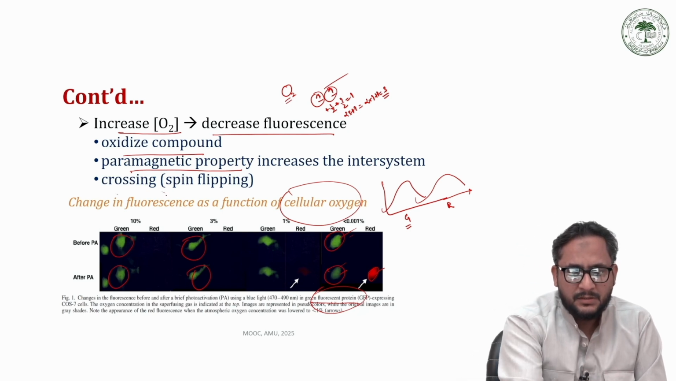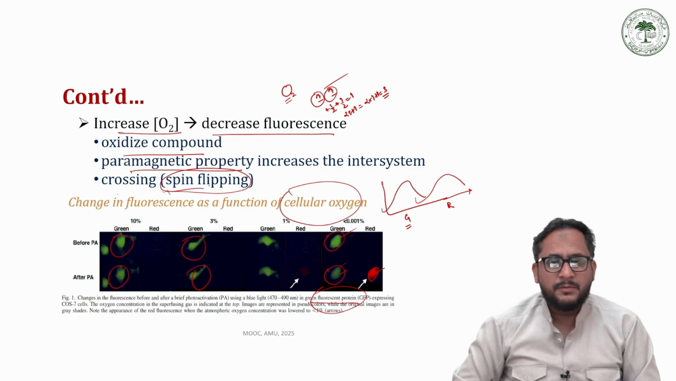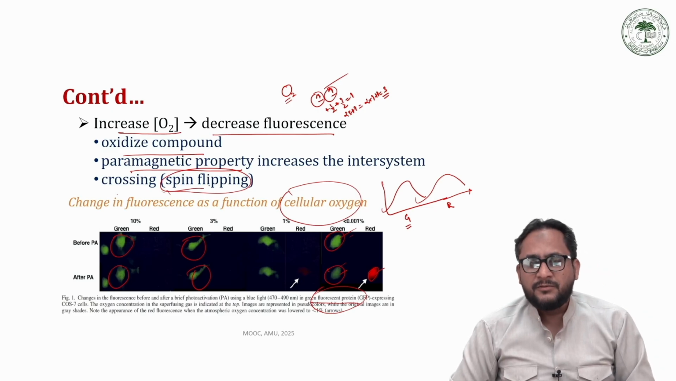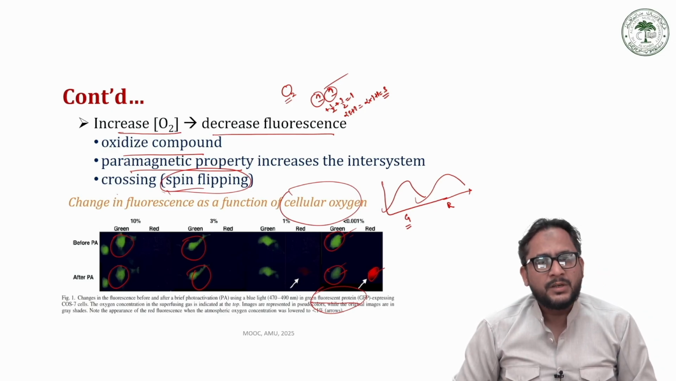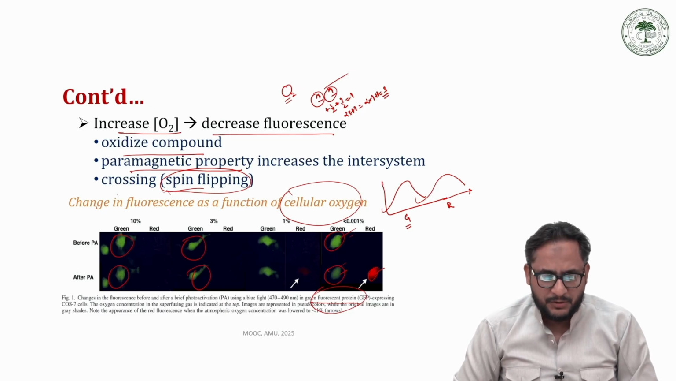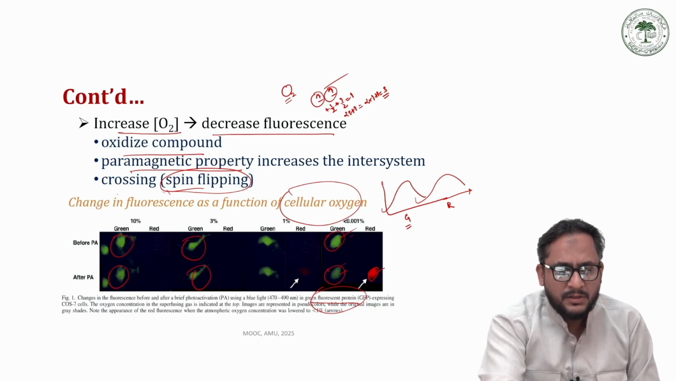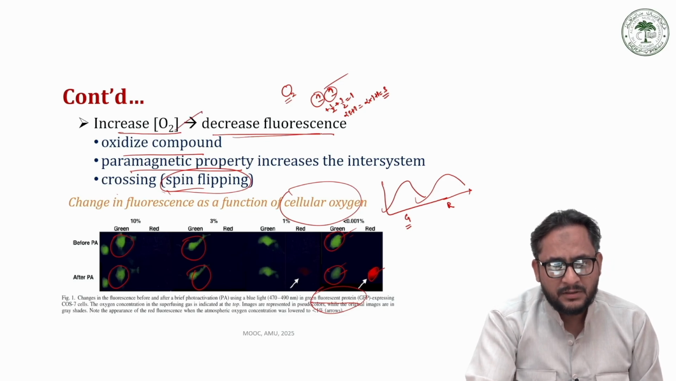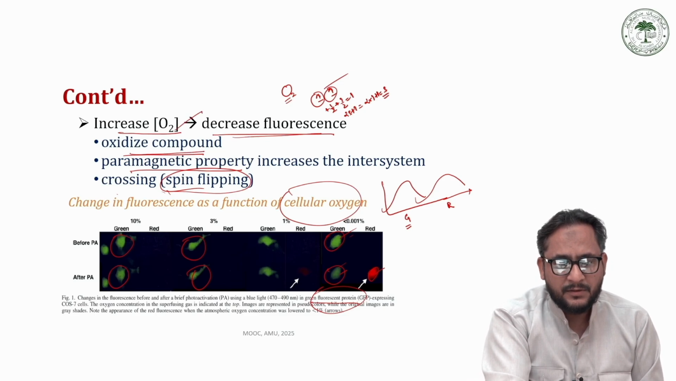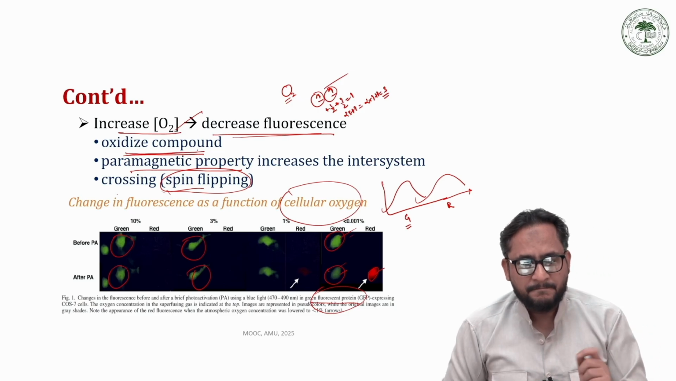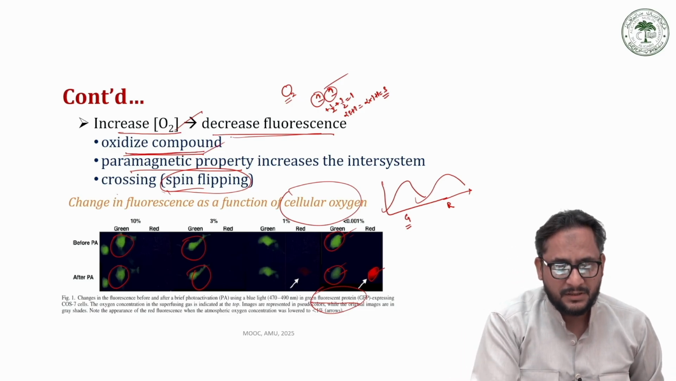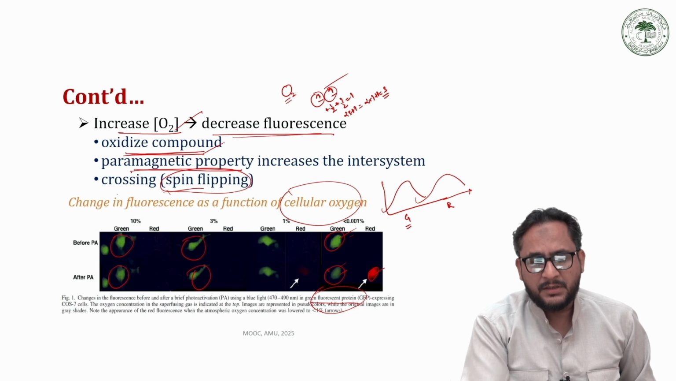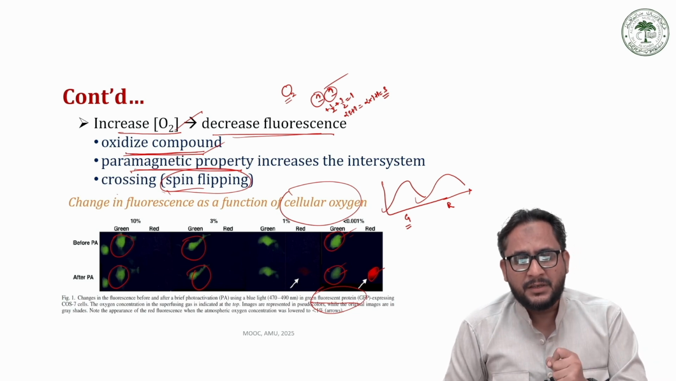So this intersystem crossing occurs due to a flip of spin because of the presence of oxygen, which has its last two electrons placed in two different orbitals, as it is a paramagnetic species. So if we have a high concentration of oxygen, it will decrease fluorescence intensity, and it will oxidize the compound as well, which decreases the intensity.